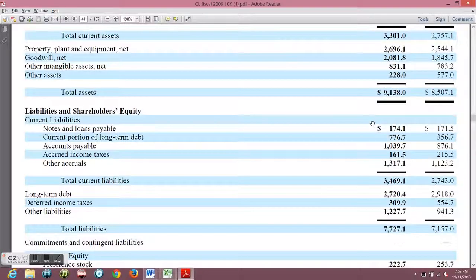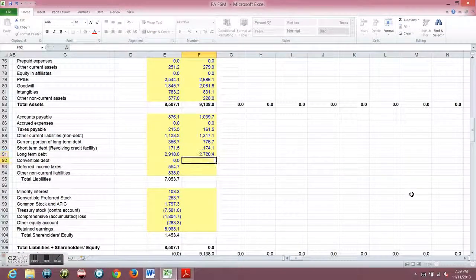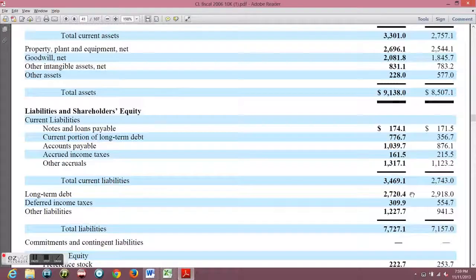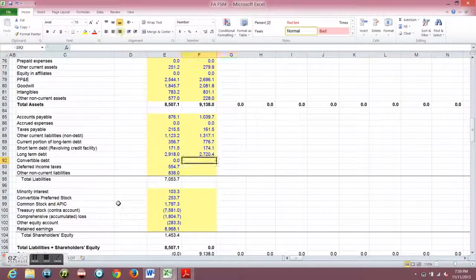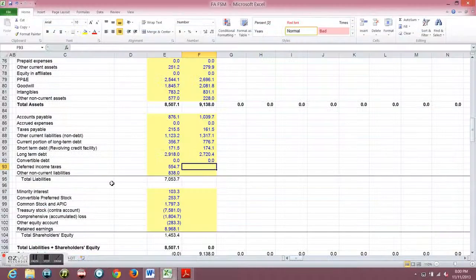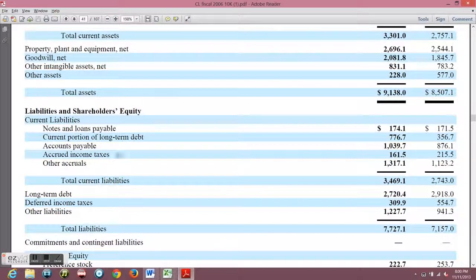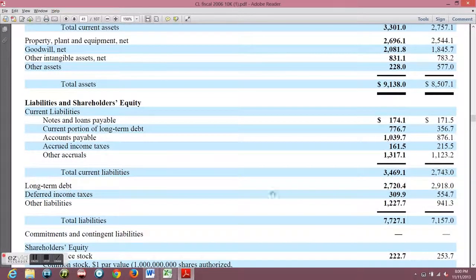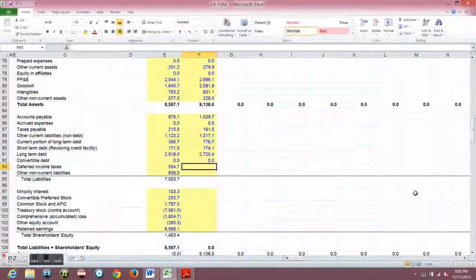Alright, so our convertible debt is going to be, we don't have any convertible debt, so it's going to be 0. And then our deferred income taxes is going to be, we don't have any, so it's a 0. Actually, we do. Deferred accrued income tax. Oh, there it is. Deferred income tax liabilities, which is going to be 309.9. Like I said, this is an amount that we were required to pay, but we did not pay, so we have to pay it later on. That's what the account is for.